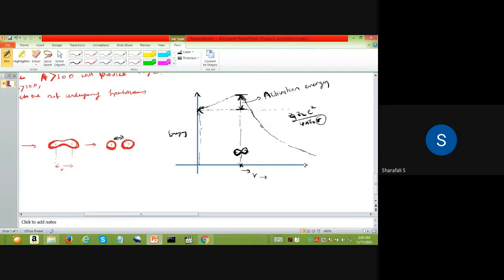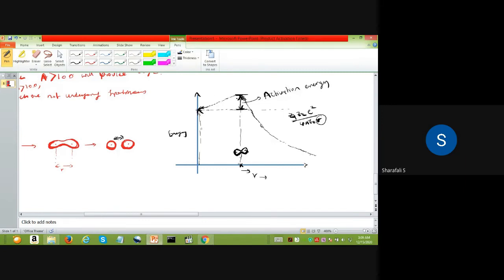So the nucleus should have this much energy in order to break into two different nuclei. Which means that in order to have nuclear fission, the energy of the nucleus when it has that spherical symmetry should increase, and it should be larger than this activation energy. Then only it will split into two different nuclei, and nuclear fission will happen.